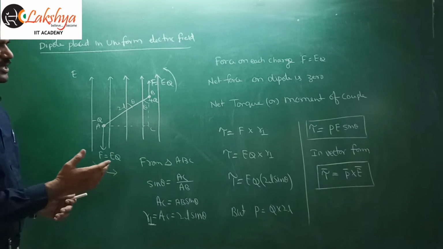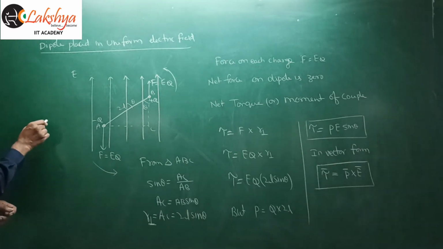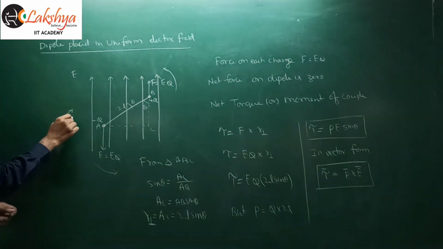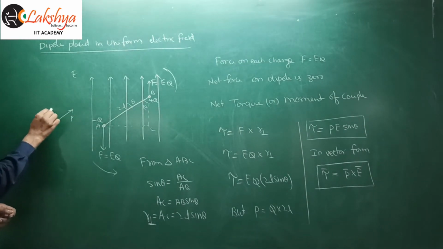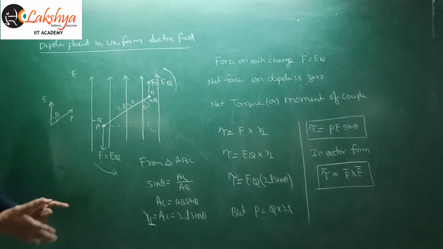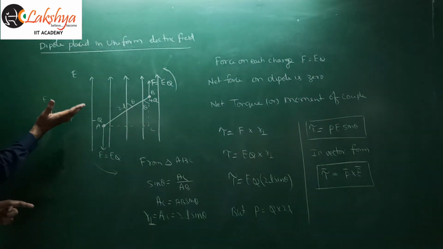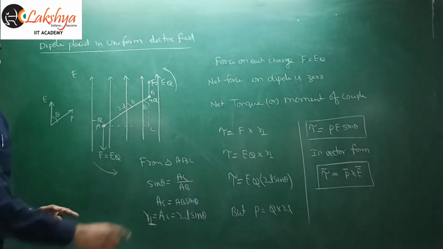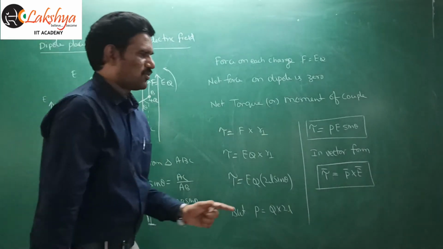Now the P bar and E bar direction we can use here. Our P bar is along this direction. This is our P bar, from negative to positive charge, and E bar is along this direction here, right? This is our P bar and this is E bar. So then P bar cross E bar will be out of the plane. So that we can write this in vector form as P bar cross E bar.